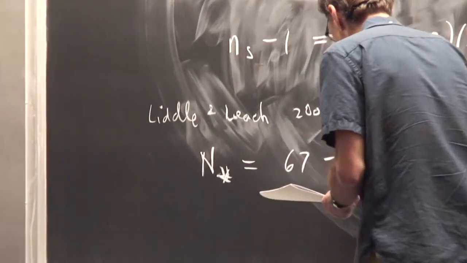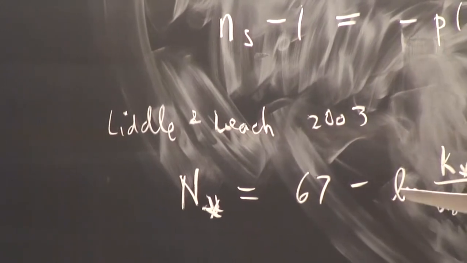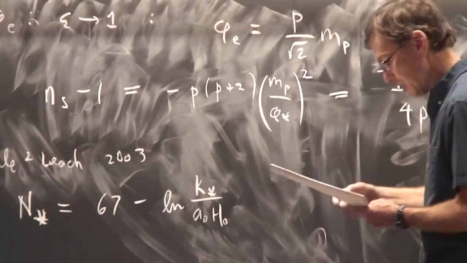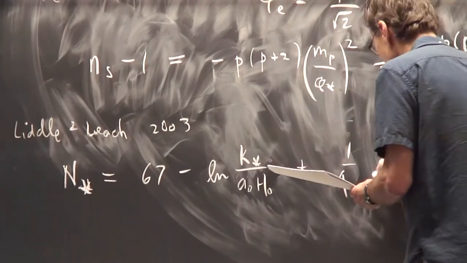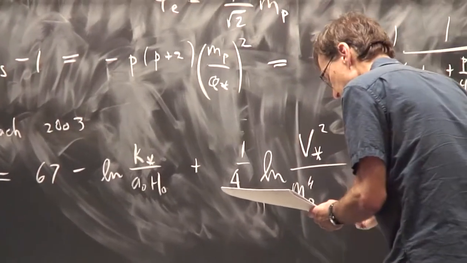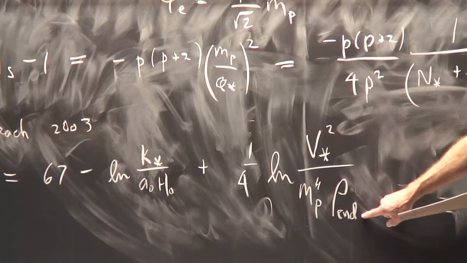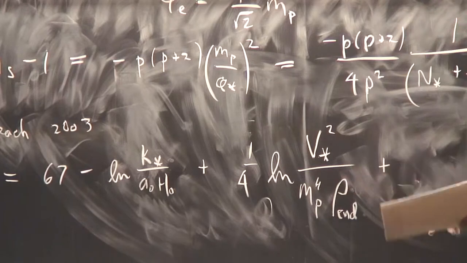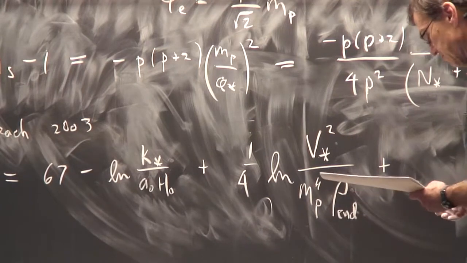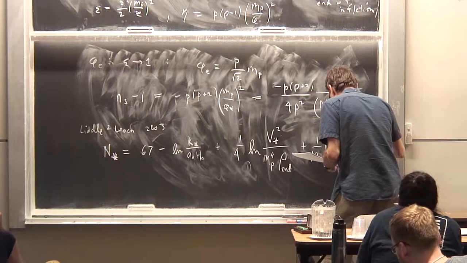So 67 minus log k star over a naught h naught. OK, so that tells you how the choice of k star by the experimentalist will influence what number you put in here. But there's more. So there's 1 quarter log v star squared, the scale of inflation at phi star. And then we need to know what was the energy density of inflation when it ended. So in my instantaneous approximation, these would be the same. Rho end would be equal to v star. And then there's one other small correction that depends on the reheat temperature.